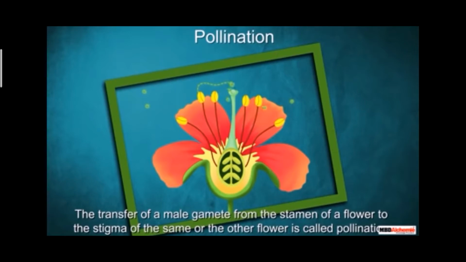For this, pollination should take place first. You have learned about pollination. The transfer of pollen grains from anther to stigma is called pollination. Look at this definition: the transfer of a male gamete. Here pollen grains contain the male gamete. So the transfer of male gamete from the stamen of a flower to the stigma of the same flower or to another flower is called pollination.